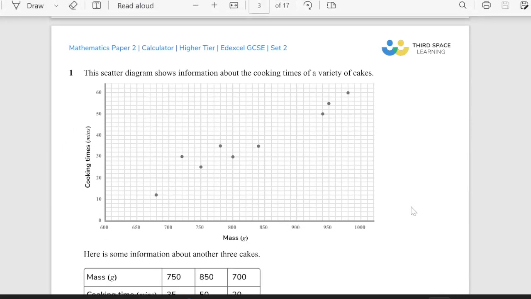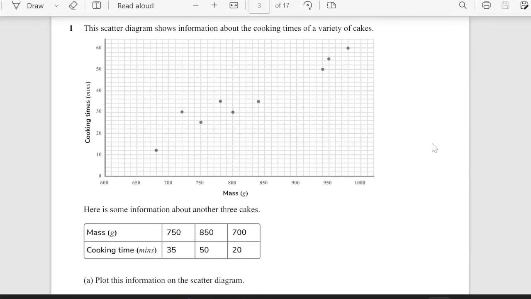Okay, the scattergram shows information about the cooking times of various cakes. Here is some information about another 3 cakes. Plot this information on the scatter diagram. Okay, so the first one, let me get my pen on, is going to be plotted at the coordinate 750, 35. And that's going to work for all of them. So 750 is here and 35 is up here.